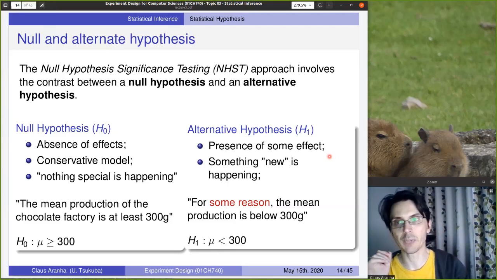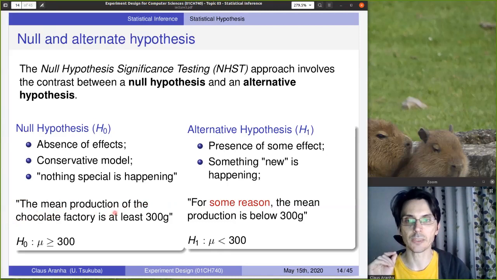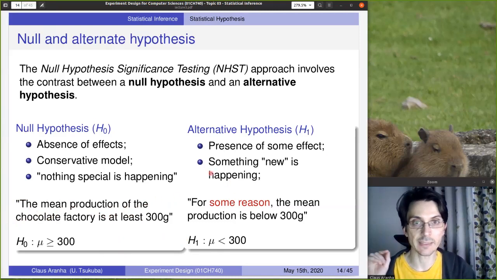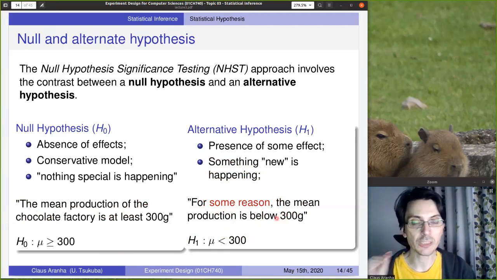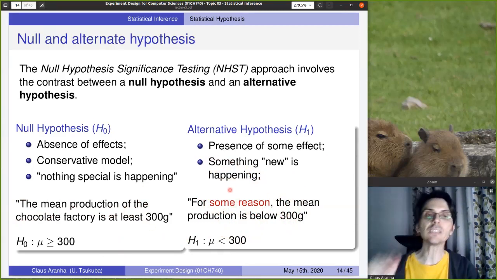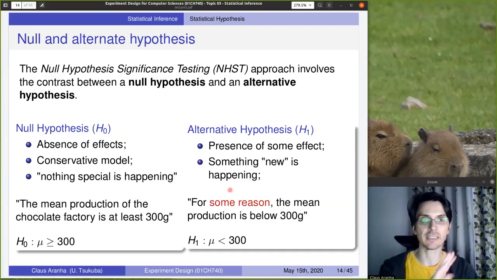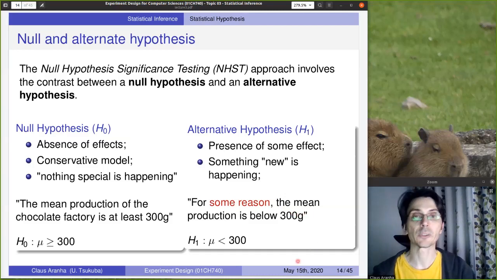In this case, the null hypothesis is that the mean production of the chocolate factory is at least 300 grams. Now, the alternate hypothesis is that there is something different going on, something new is happening. For some reason, and notice that because this is a statistical hypothesis, we do not say what the reason is. This hypothesis is only about the parameter, the mean of the population. Hypothesis testing does not say anything about the reason. So for some reason, the mean production is below 300 grams. The alternate hypothesis is that the mean is under 300.